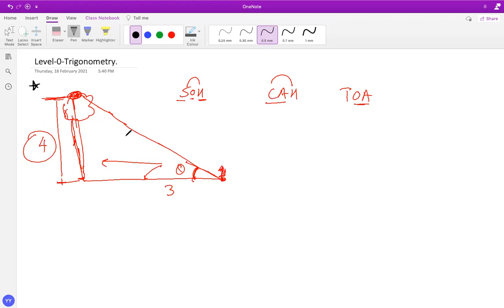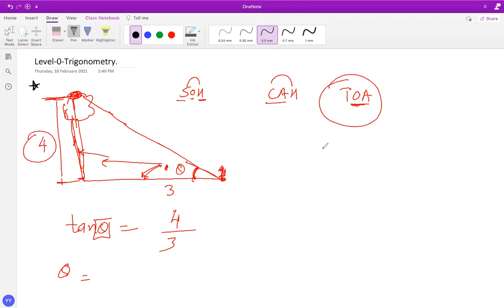So let's first take an example where you have been given a dimension and you want to find out a missing angle. In this case, my opposite side is given and adjacent side is given. So the most appropriate ratio that I can use is TOA, the tan ratio. And it is simple. So tan of that angle is opposite over adjacent, which is 4/3. So what I get is, now I can find the angle.